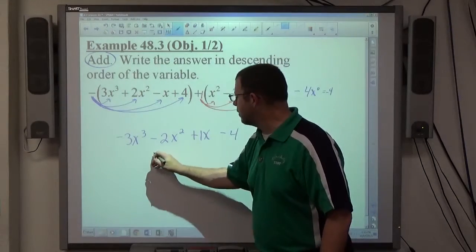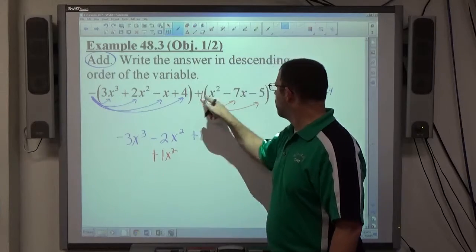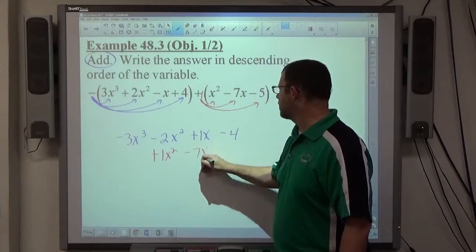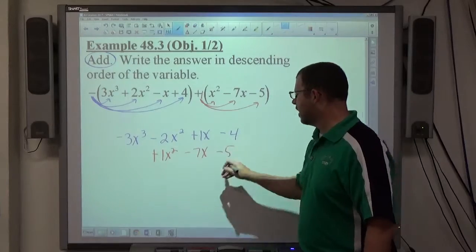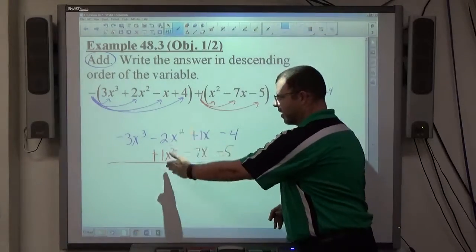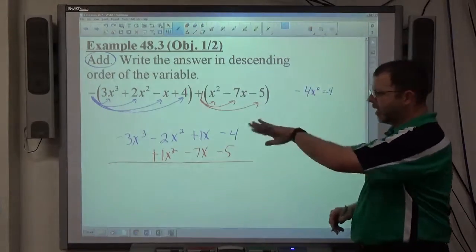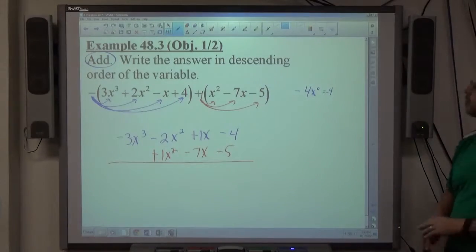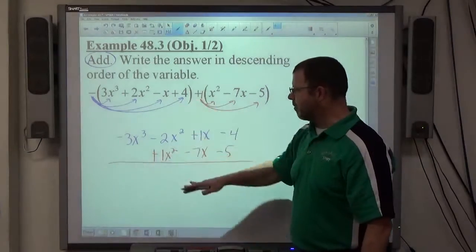1 times x squared is going to be plus 1x squared. 1 times negative 7x is going to be minus 7x. 1 times negative 5 is going to be minus 5. X squareds line up, x's line up, constants line up. X cubed doesn't have any matches, so nothing happens to it. So all I got to do is just add up each column.